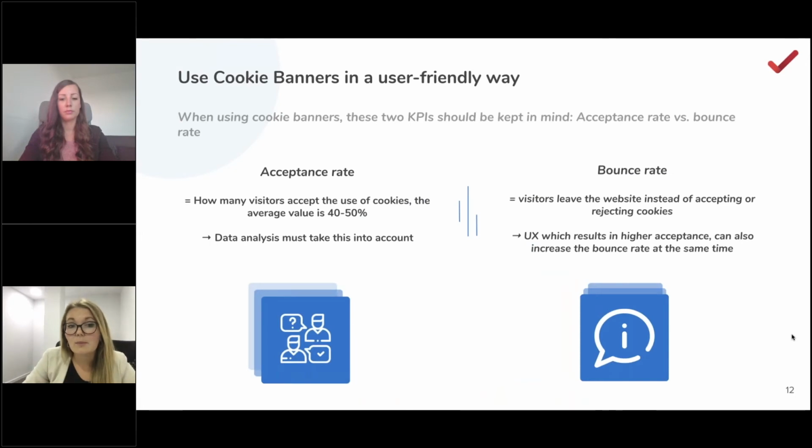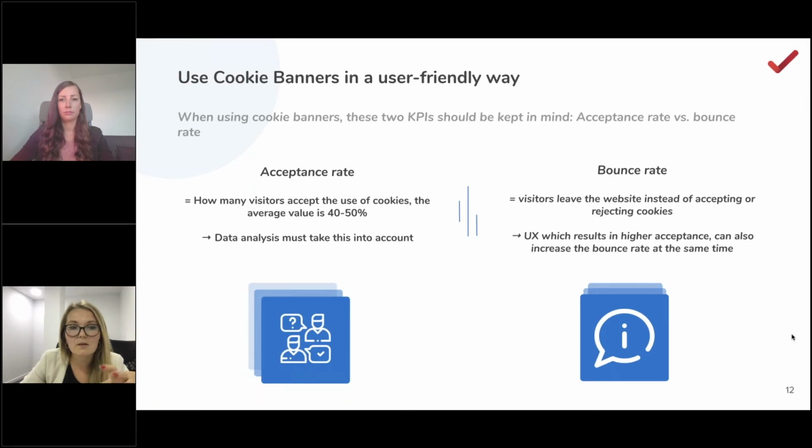How can you use cookie banners in a user-friendly way? You have seen here one example of a cookie banner that we are using, and I will explain later on, in terms of user-friendliness, which KPIs it would be optimized for, because we have two different KPIs in terms of marketing that I'm looking at when I look at cookie banners. It's on the one hand acceptance rate, on the other hand bounce rate.